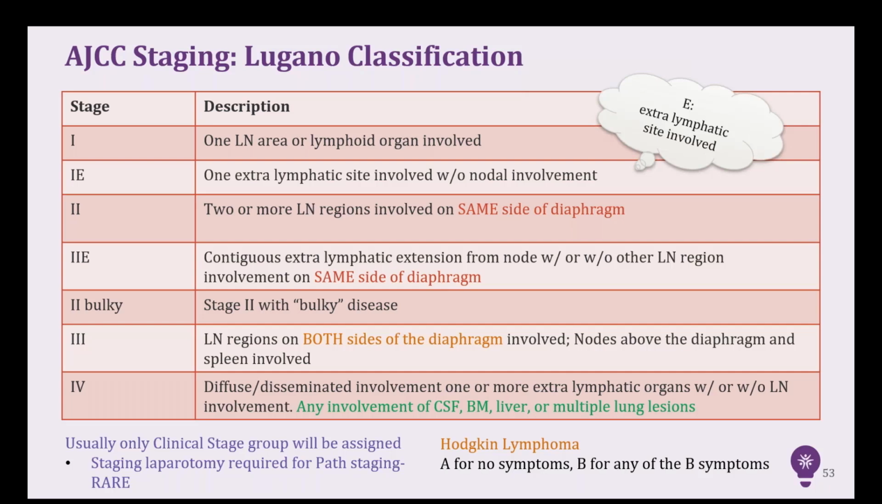You may also see for Hodgkin's lymphoma an A or a B added to the stage, which will designate the presence or absence of B symptoms. So for example, a Hodgkin lymphoma that involves only one lymph node region and no B symptoms would be staged as a 1A.